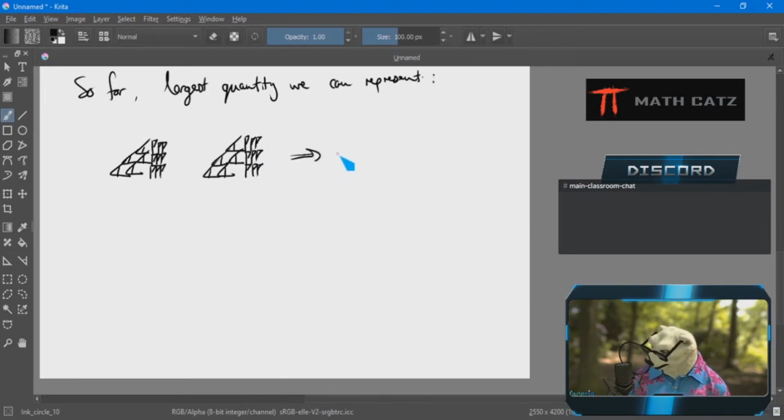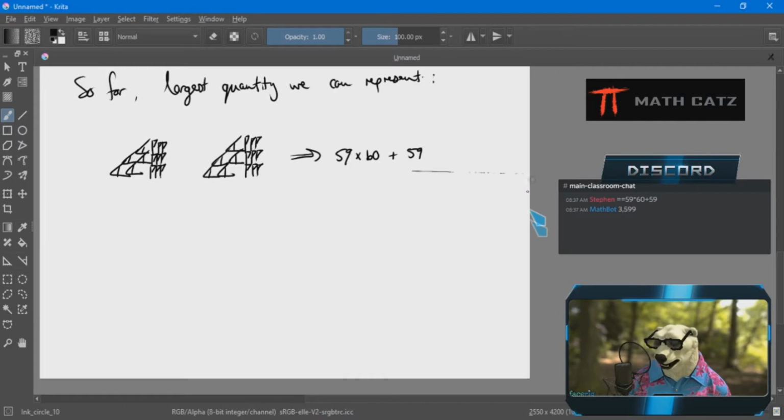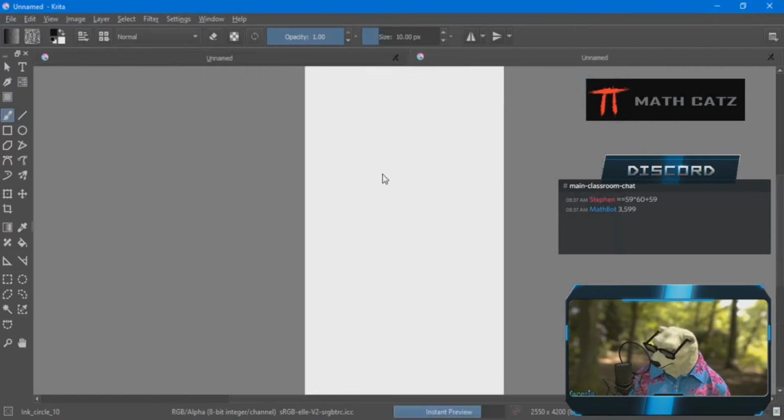So this will correspond to 59 groups of 60 plus 59. Let's see what that value is in decimal. 59 times 60 plus 59. It is 3,559. Sorry, 3,599. So now think about what would happen if I look at my very familiar decimal situation and really think about it, which I don't do anymore because I'm so used to it, but let's try.